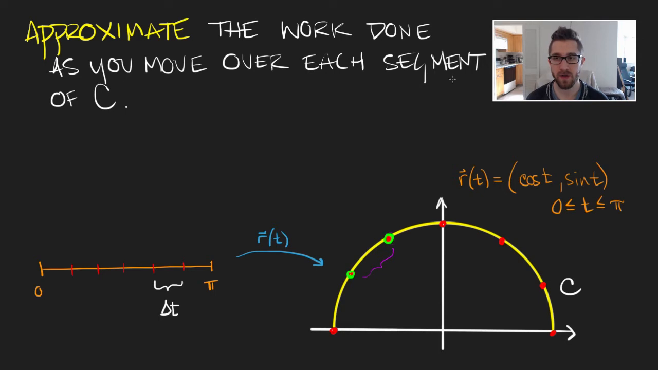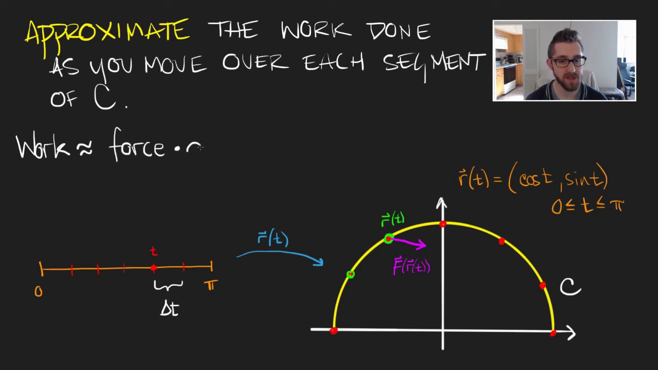So first of all, let's just give a name to this point. This is going to be t, and that makes this first green point r of t. Let's say that the vector field vector at this point looks like this. This vector is the vector field evaluated at the point here. So this is the vector f of r of t. And so to approximate the work, remember the work is approximately going to be the force dotted with the displacement. In this case, the force is, well, we are assuming that it's f of r of t over that entire segment, whatever t is here.